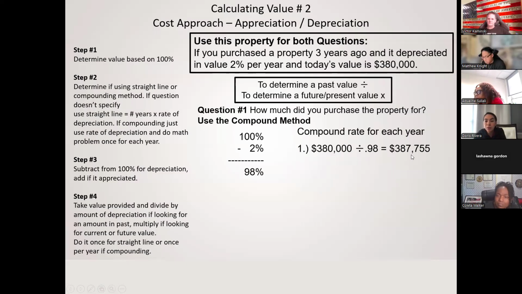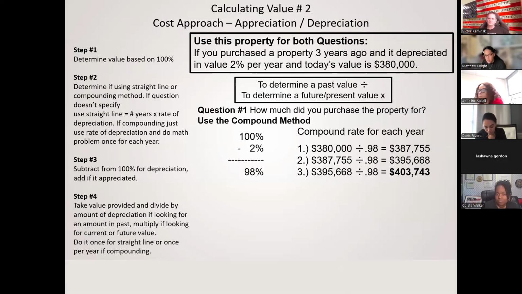So now you got to do it with that new value again. And then again. And one more time. Once for each year. Okay? Just want you to know the formulas. I mean, the math is simple and you got a calculator, so I'm not worried about the math. I'm worried about you knowing the steps on how to figure it out. That's what I'm trying to get out of you guys. I want you guys to remember the steps.